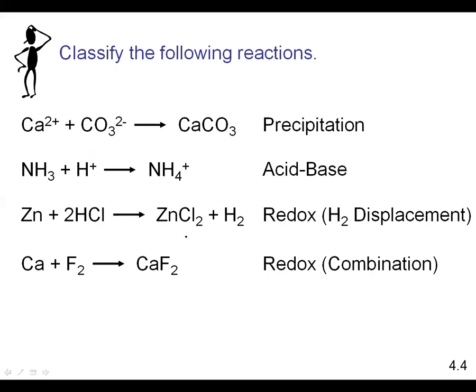The third one there is our redox reaction, which is sort of the big umbrella. This again is a hydrogen displacement where the zinc would come in and kick out the hydrogen. So you could call it a hydrogen displacement. Most people will probably call it a single replacement. It is again under the big umbrella of redox.